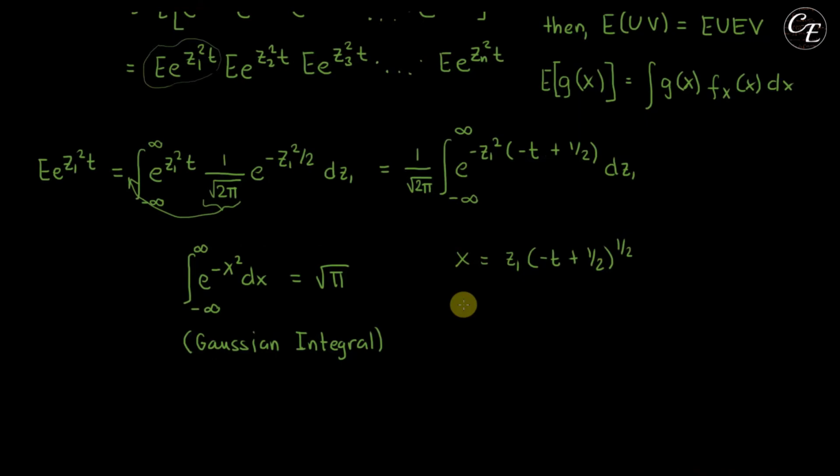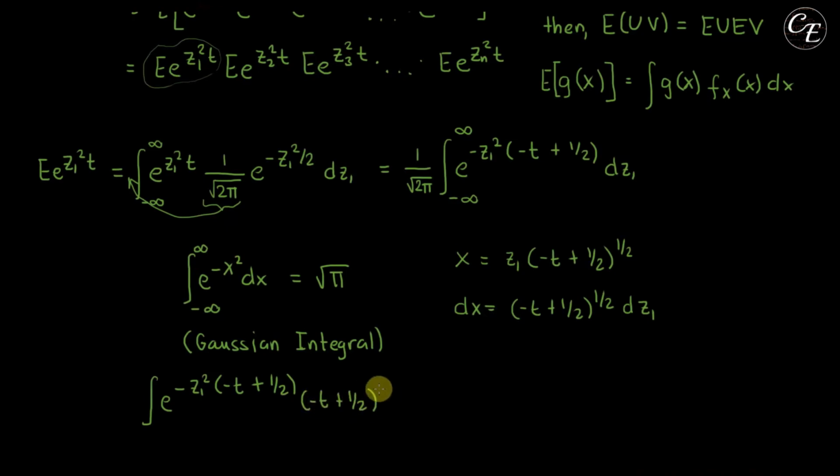So now from here, dx will be the derivative of this one. So we have here the constant first, (negative t plus 1 half) raised to 1 half, and then dz sub 1. Then substituting this for this, we have the integral of e raised to negative, for x squared, it is the square of this. So we have here z sub 1 squared times (negative t plus 1 half). And then for dx, we have this. So we have here (negative t plus 1 half) raised to 1 half, and then dz sub 1.